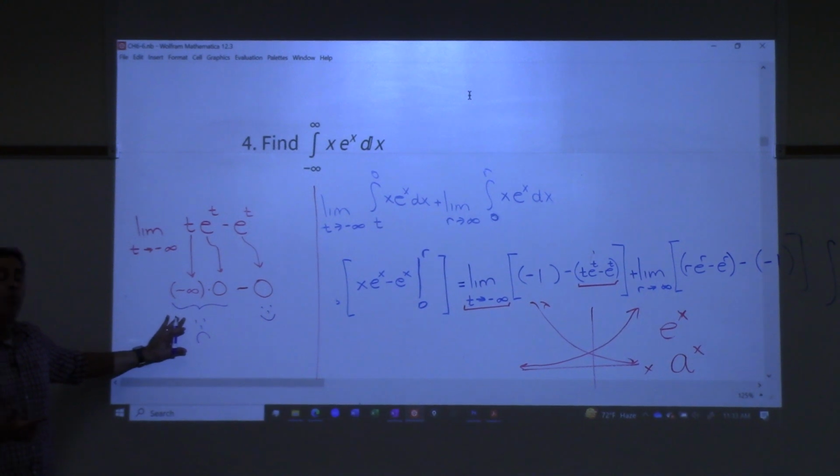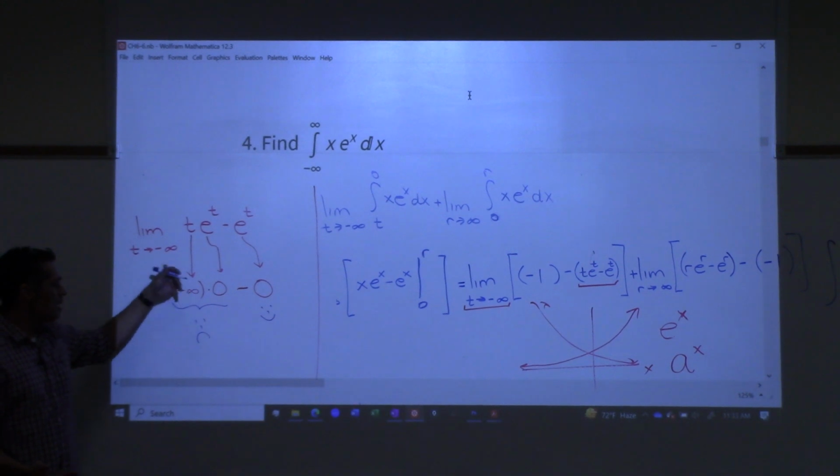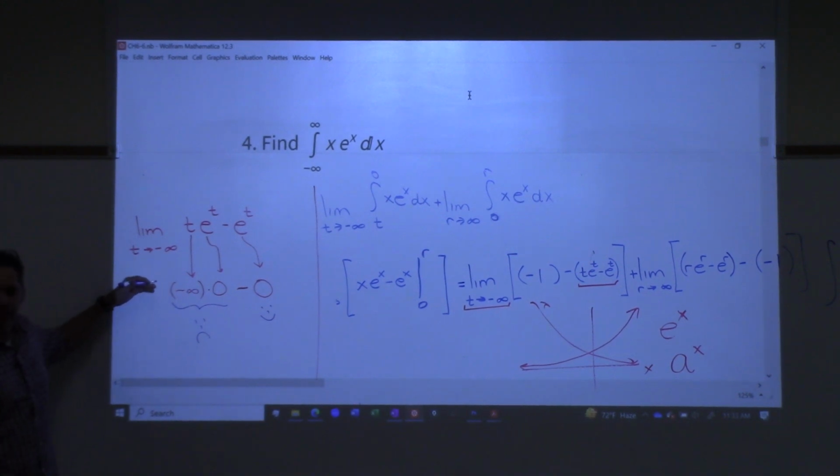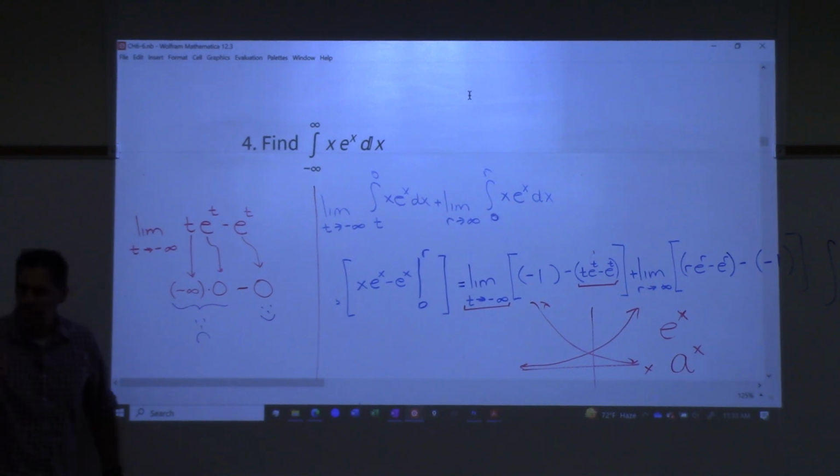L'Hopital is what we're going to wind up doing, but L'Hopital only works when you have 0 over 0 or infinity over infinity, which we don't have. So my Cal 1 students will know what I'm talking about here. We had all these different indeterminate forms, and for each one we had different techniques.